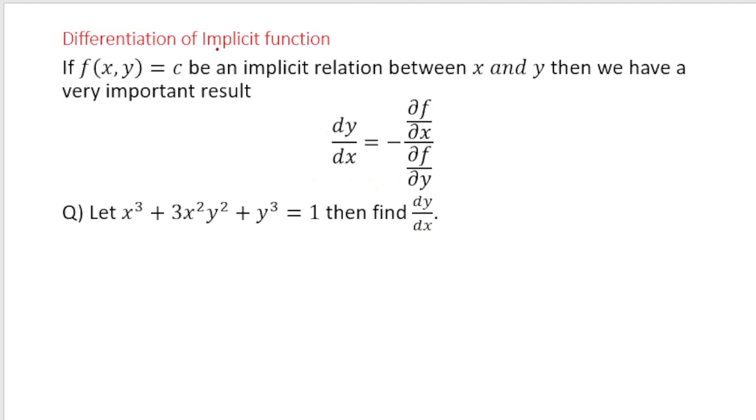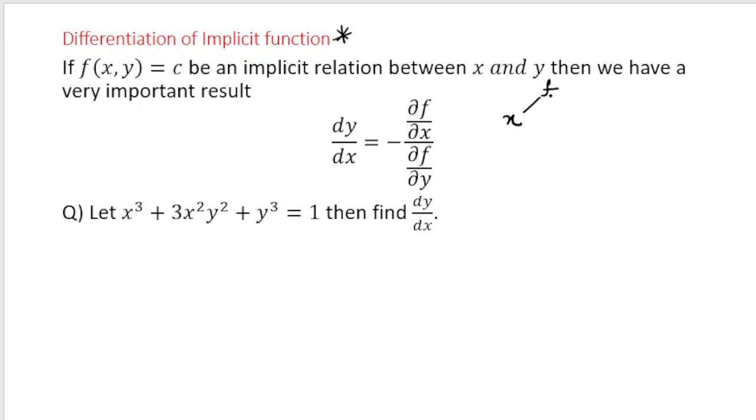But before that, I want to quickly talk about a very important concept, that is the differentiation of implicit function. Ideally, I could have discussed it in the last video, but since I missed, I am discussing it over here. So if f(x,y) = c is an implicit relationship between x and y, then we have a very important result given by dy/dx = -(∂f/∂x)/(∂f/∂y).